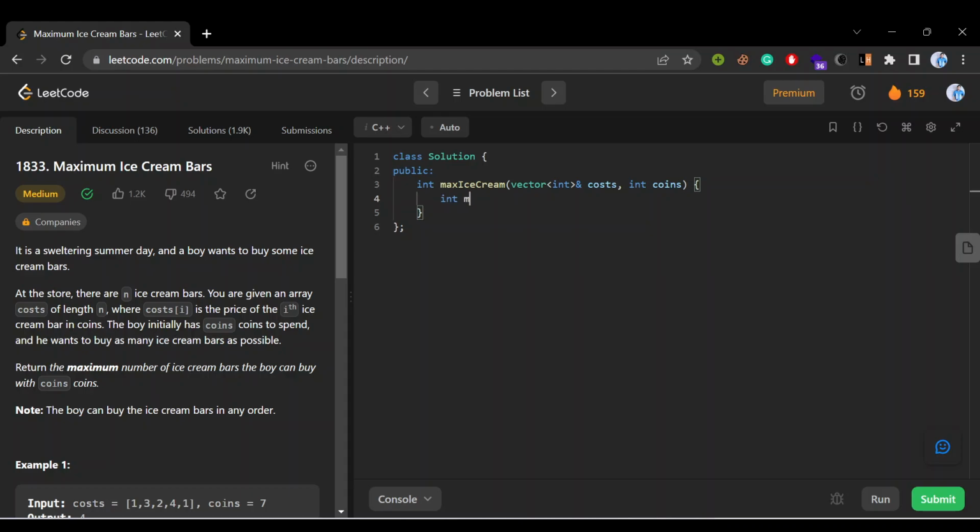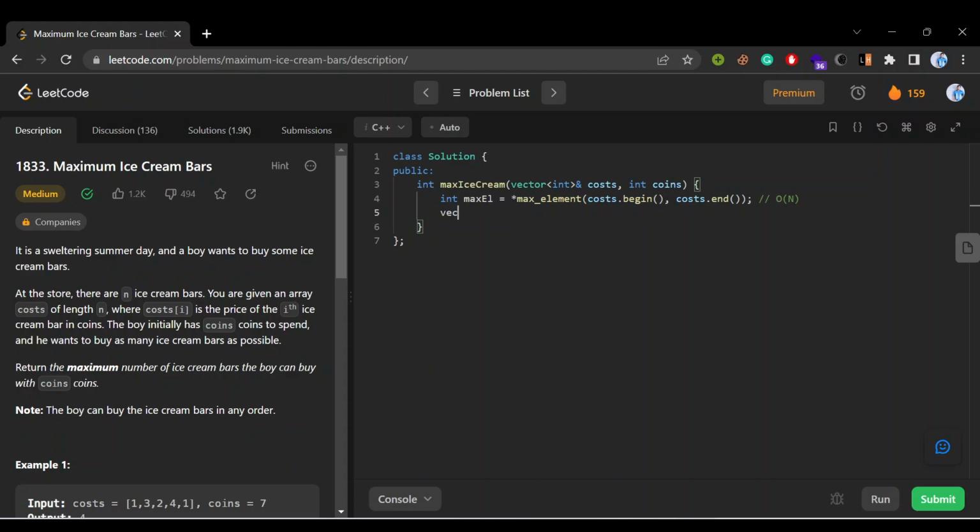First of all, we need to find a max element. So max element out of this would be a pointer, max_element(costs.begin(), costs.end()). After finding this max element, by the way, this max element processing will be linear, so this will be n.